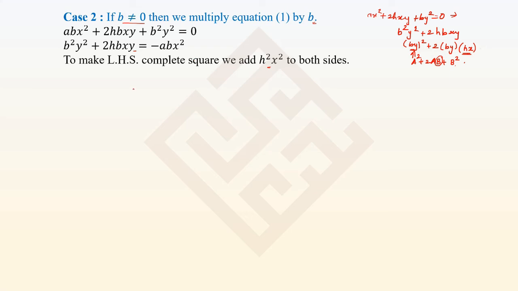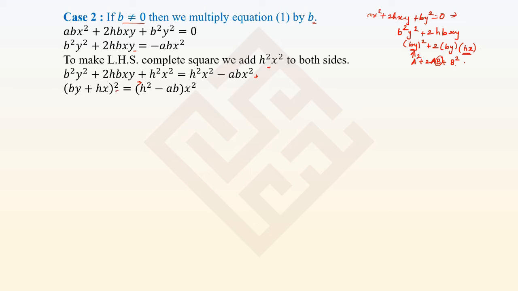So after adding the term to both the sides, we are going to get b square y square plus 2hbxy plus h square x square is equal to h square x square minus ab into x square. अब ये लेफ्ट हैंड साइड तो हमारा परफेक्ट स्क्वायर है और राइट हैंड साइड में हम x स्क्वायर कॉमन ले लेते हैं तो हमें मिल जाता है (by plus hx) whole square is equal to (h square minus ab) into x square.